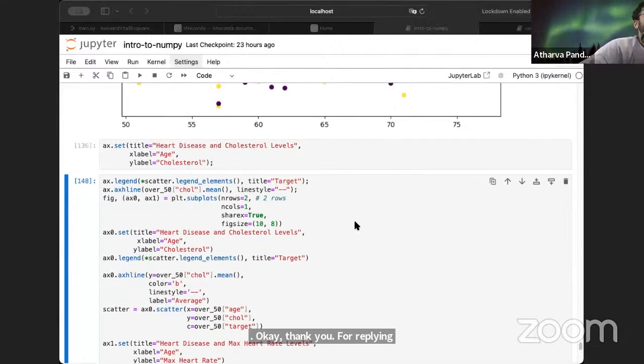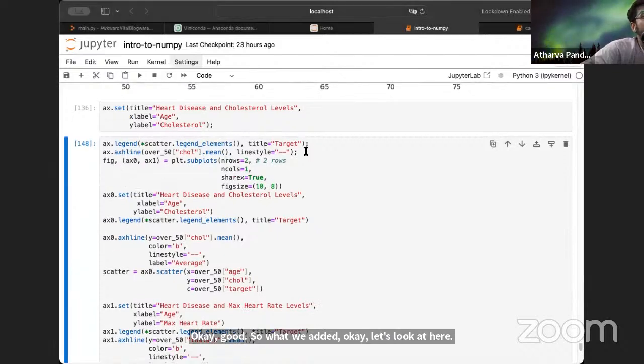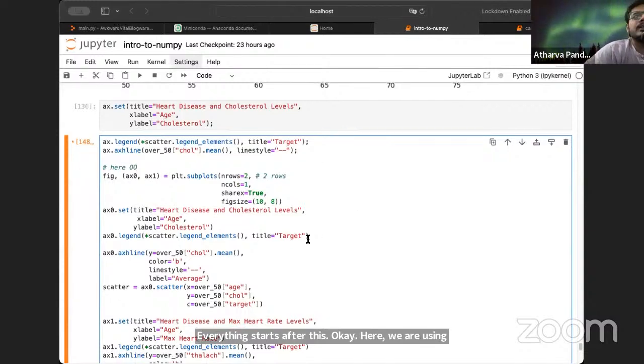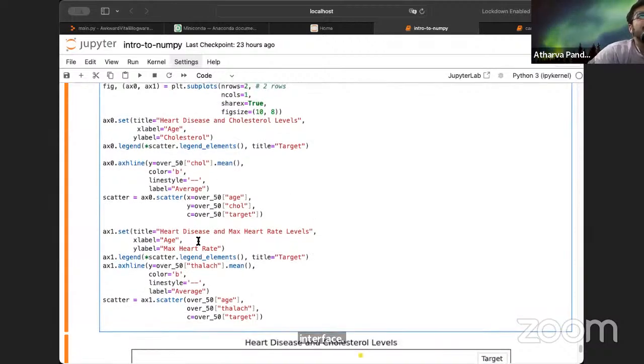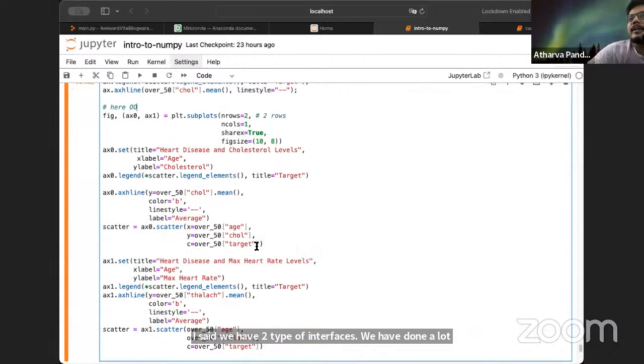Okay, cool. Let's look here. This is where everything starts after this. Here we are using the object-oriented interface. I said we have two types of interfaces. We have done a lot of plotting without the object-oriented interface. When we use the object-oriented interface, we have much more flexibility and can do a lot more things. When we use subplots, that means we are using the object-oriented interface. That is what you need to remember.